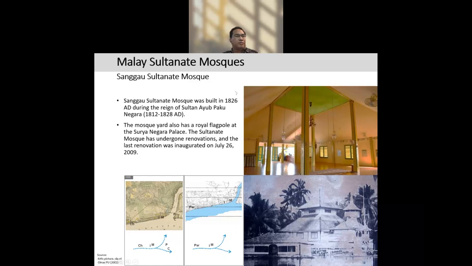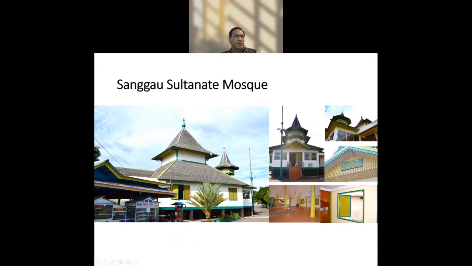Then this is the Sultanate Mosque. It was built in 1926. The mosque also has a royal flagpole at the Suryanegara Palace. The Sultanate Mosque has undergone renovation, in July 26, 2009. This is the location of the mosque. This is the old picture of the mosque. This is the current mosque. We can see there is also some decoration, like a stupa, on the top of the roof.